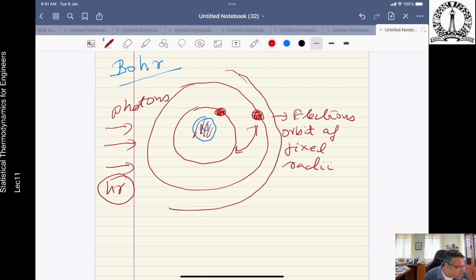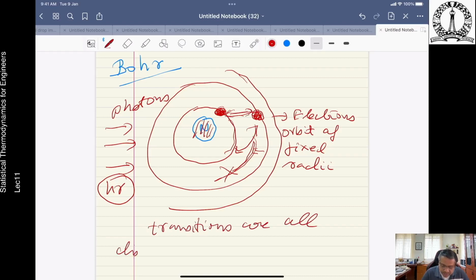If and only if photons are absorbed or emitted, the transitions will be discontinuous. They cannot go to a slightly lower orbit and start orbiting. It cannot happen. This is not permissible. They have to absorb a fixed quantity of radiation to move to a higher orbit, or they have to lose a fixed quantity of radiation to move to a lower orbit. But these transitions are all discontinuous in nature.